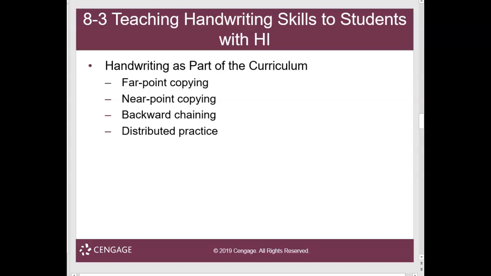Near point copying is exactly what it sounds like. Recording or copying information that is within close proximity to where it is recorded. So a student who records notes from another notebook that might be on his or her desk, and they're just kind of transposing it into their own notebook. Okay, so that might be easier.